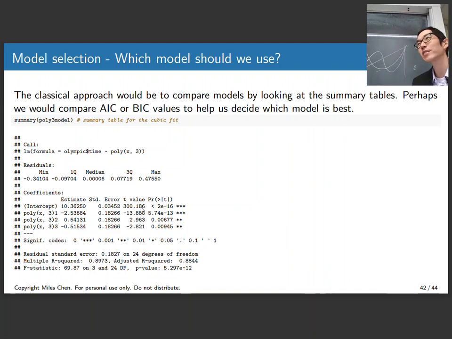In 101A, you had this question of how do you pick how many terms to use, right? And you learned forward stepwise, backward stepwise, using the AIC and the BIC. What does BIC do, if somebody asked you? It's the Bayesian information criterion and the Akaike information criterion.